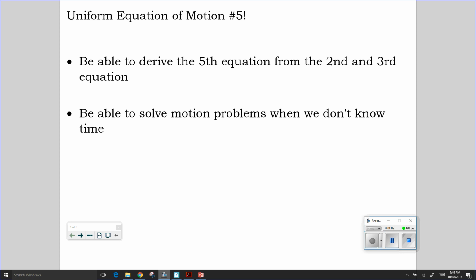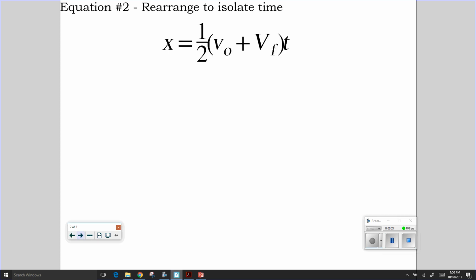Here is your video to help you derive the fifth uniform equation of motion. After you watch this, the goal is that you will be able to derive the fifth equation of motion from the second and third equation, and you'll also be able to solve motion problems when you don't know the time, because the final version of the fifth equation doesn't have t in it. So let's look at what we're going to do.